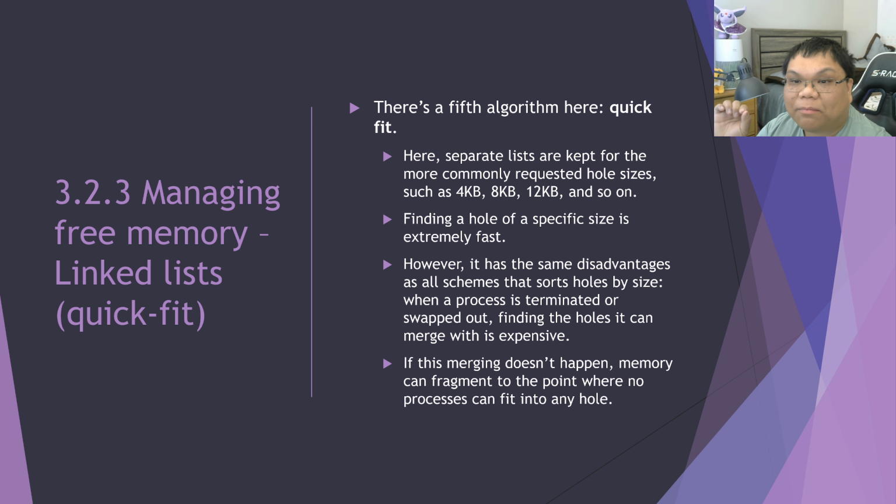There's a fifth algorithm, by the way. That is called quick fit. Here we have separate lists for the most commonly requested sizes of holes, like 4 kilobytes, 8 kilobytes, 12 kilobytes, and so on. To find a hole of a specific size is extremely fast, but it has a disadvantage, the same as with all schemes that sort holes by size. When a process is terminated or swapped, finding the holes it can merge with is expensive.